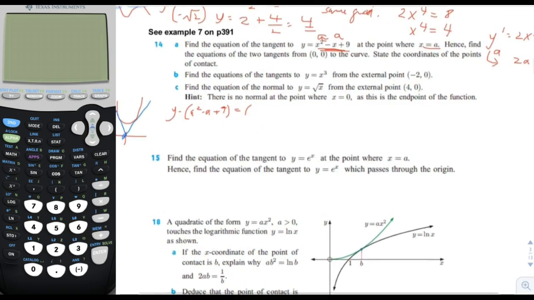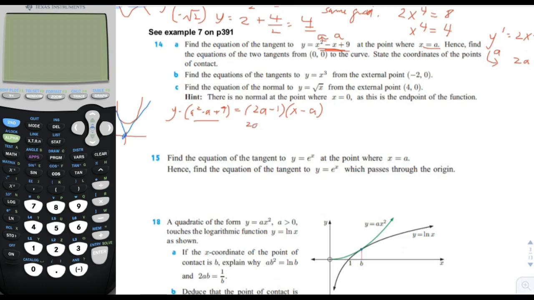2a minus 1, times x minus the a. Okay, so that is the equation of the line, which goes through the point a, or x equals a, and the y coordinate is this mess here. Okay, can we simplify that a little bit? Let's try.